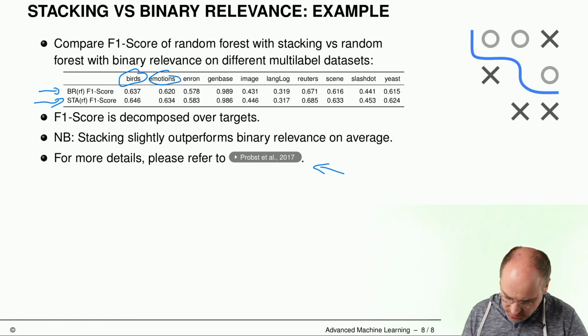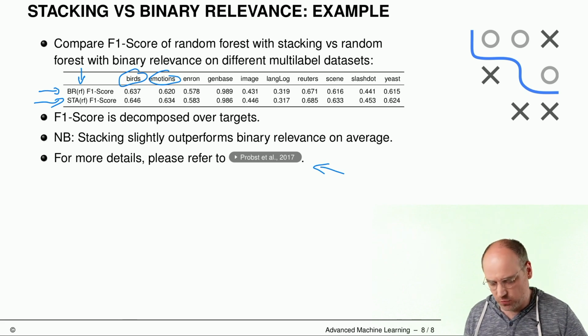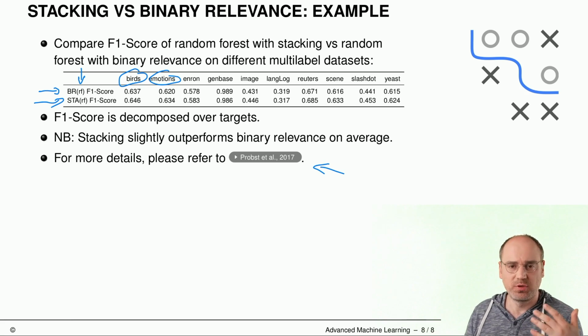and because a random forest usually works quite well as a model in machine learning overall, but also in binary classification, we took a random forest. So we model each column individually with a random forest, and then we computed the F1 score decomposed over targets. What you can see here, these cell entries are basically the F1 score when you compute the F1 for each individual column and then average that.